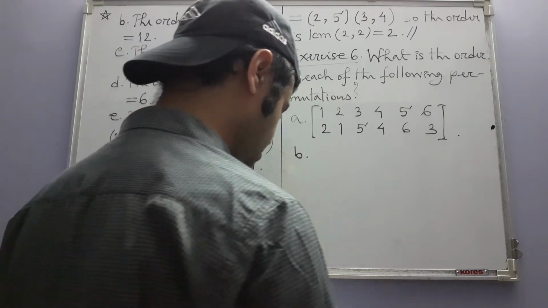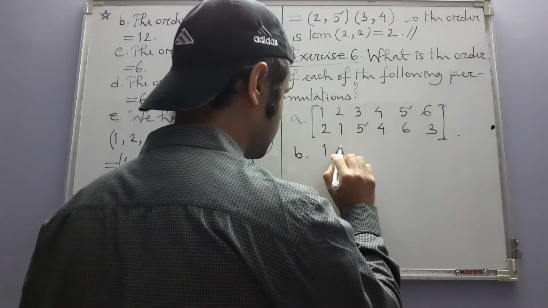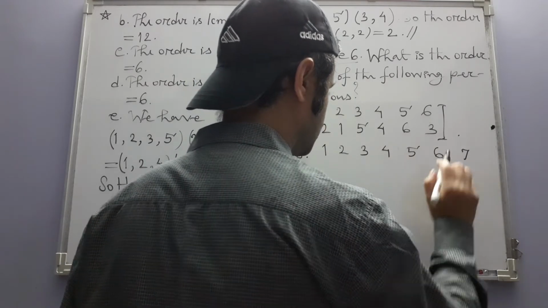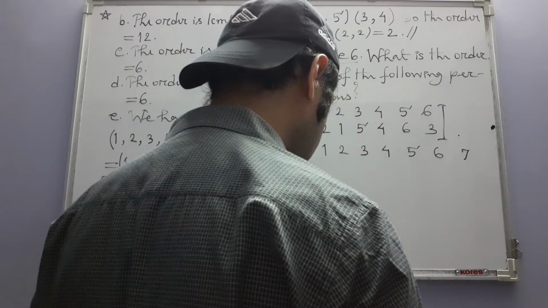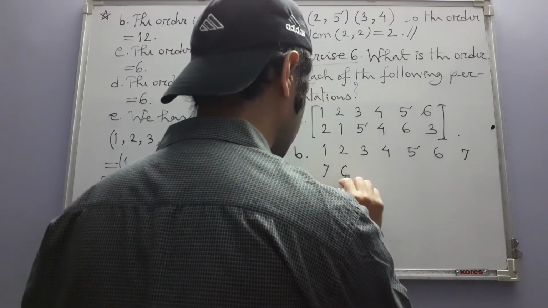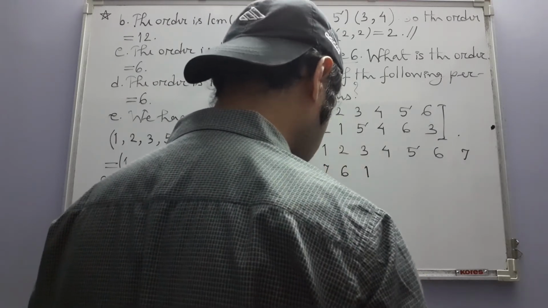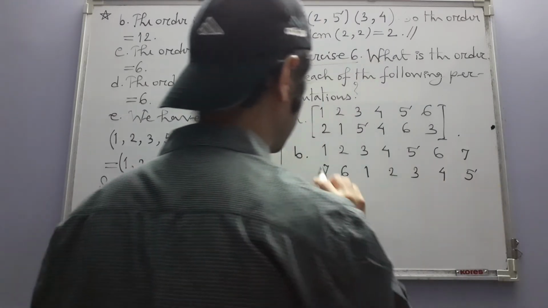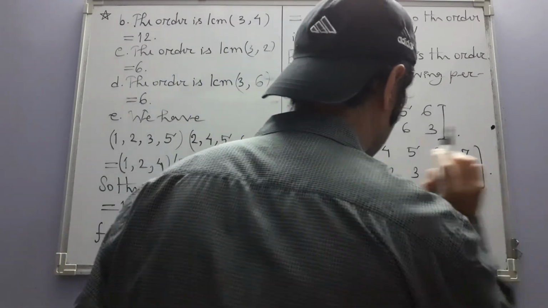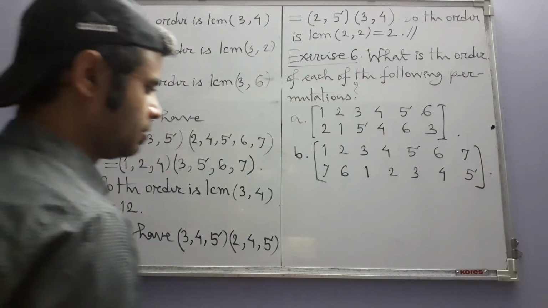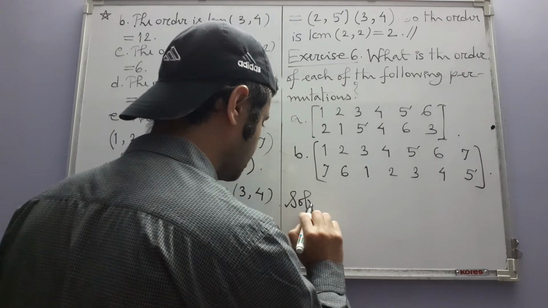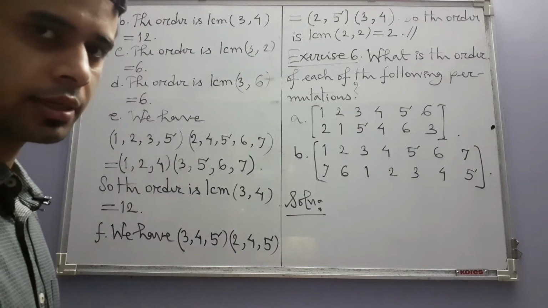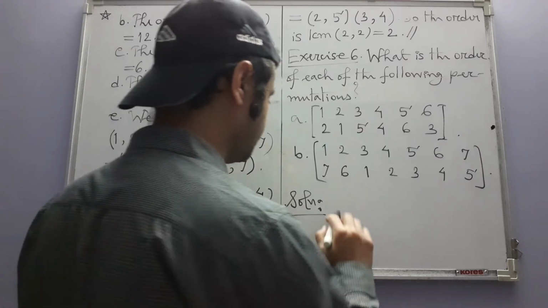Okay. Then 1, 2, 3, 4, 5, 6, 7. 7, 6, 1, 2, 3, 4, 5. So that means here first we have to write them as products of disjoint cycles, and then we can find the order.